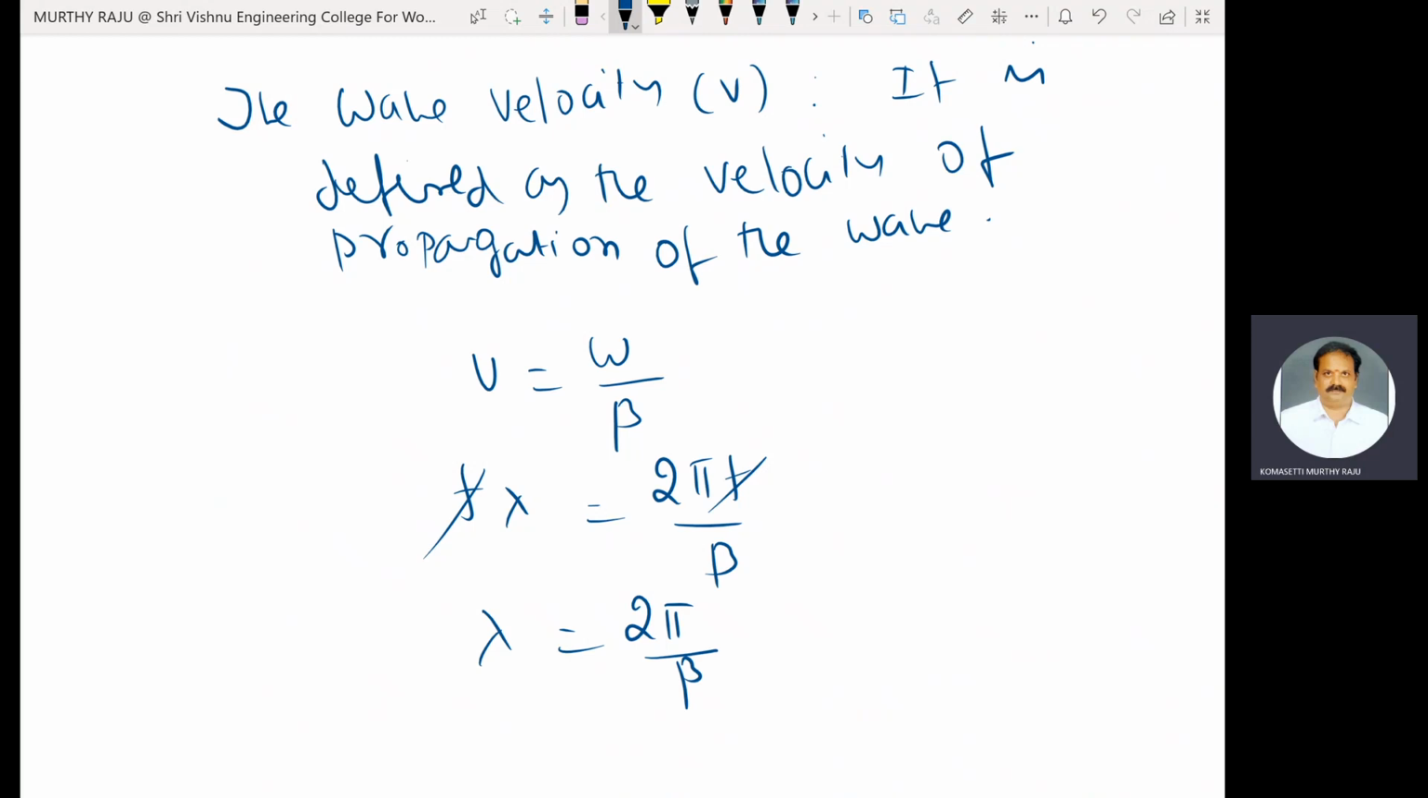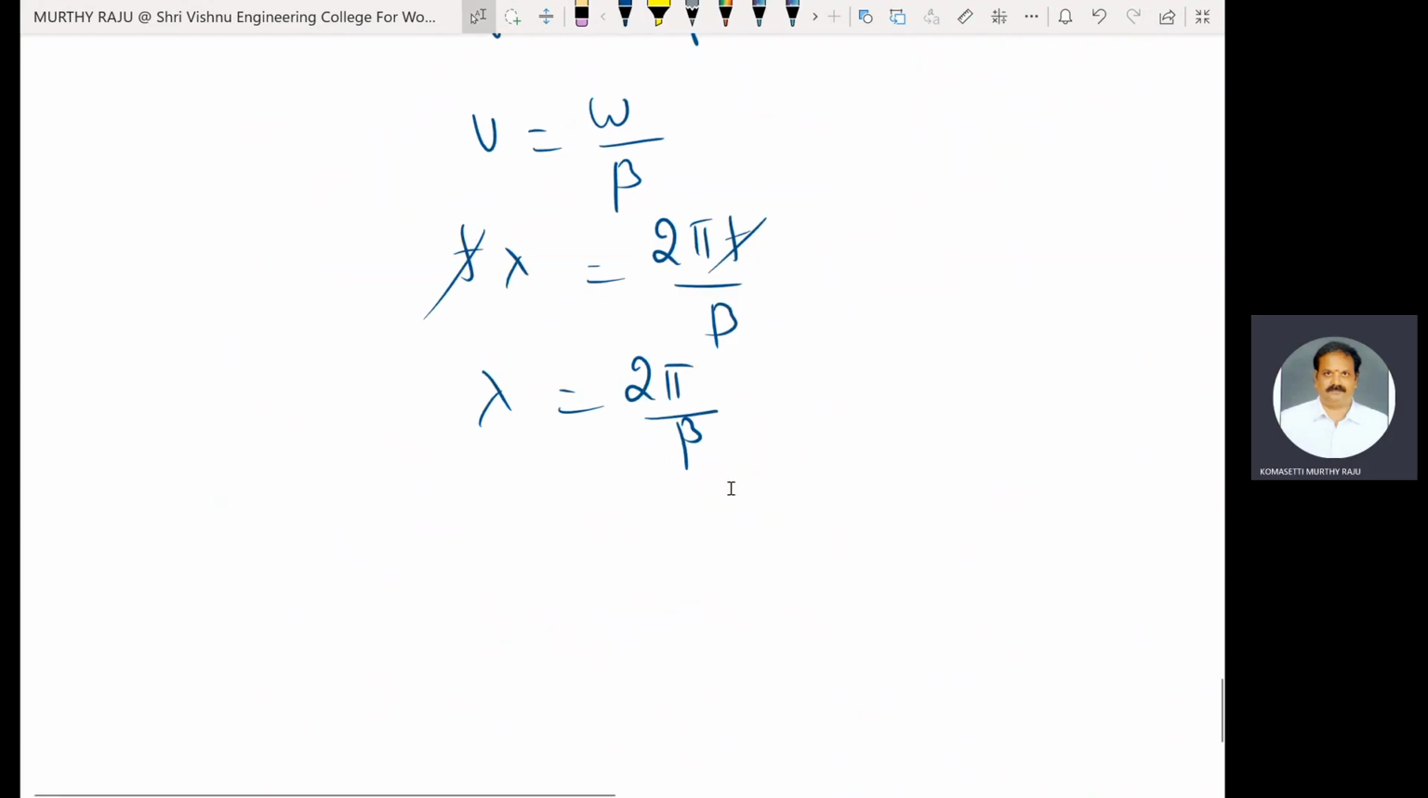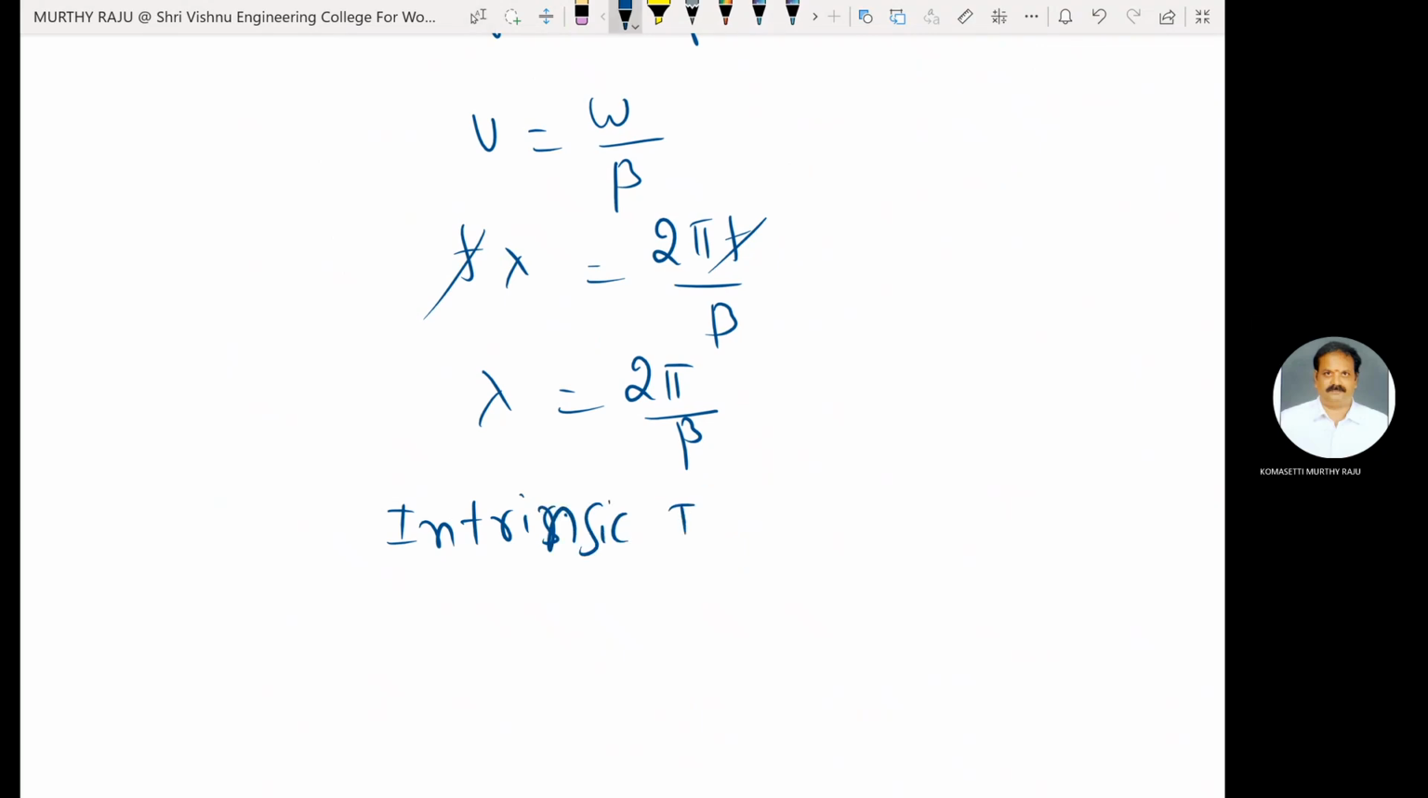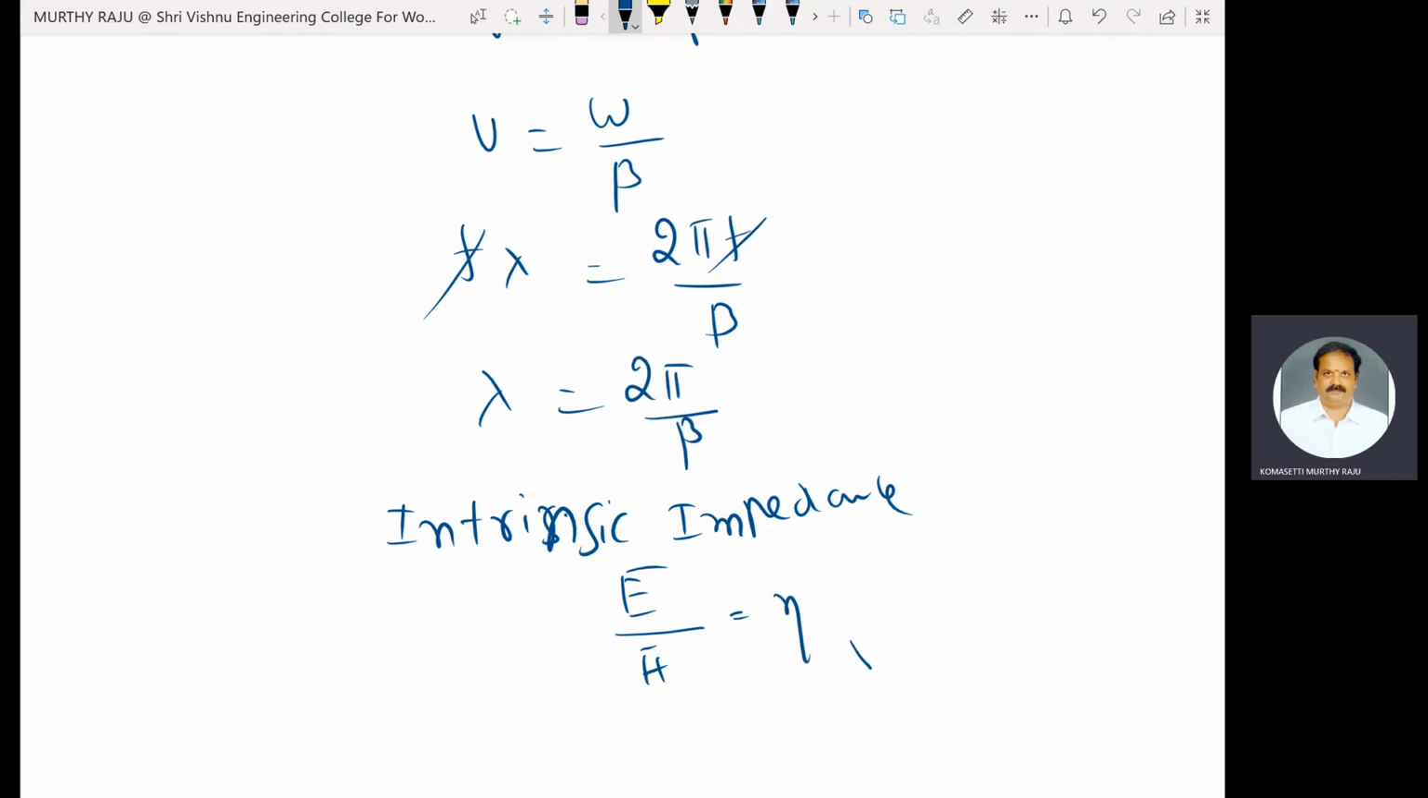And the intrinsic impedance is equal to E by H, eta equals square root of j omega mu by sigma plus j omega epsilon. Sigma is 0.